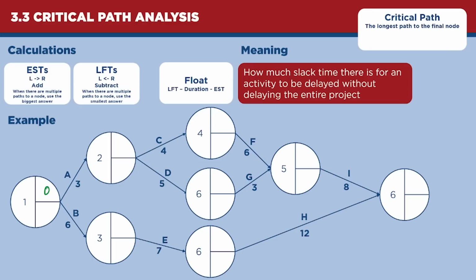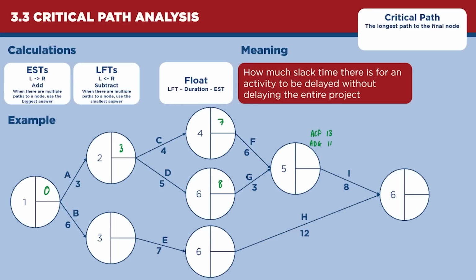So we'll start with the A path. 0 plus 3 is 3, and then we'll go AC. 3 plus 4 is 7. For AD, we've got 3 plus 5 is 8. And then we've got two paths to get into node 5. We've got ACF and ADG. So ACF is 13, that's 7 plus 6. ADG is 11. And we said here, when there's multiple paths, we're going to use the biggest answer because it's the earliest I can start.